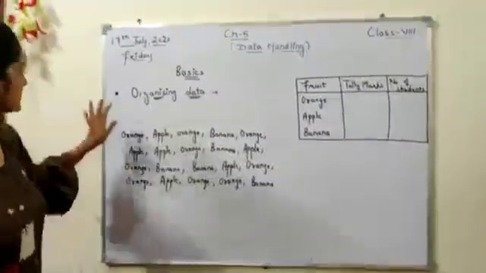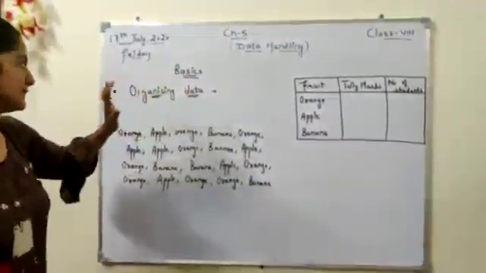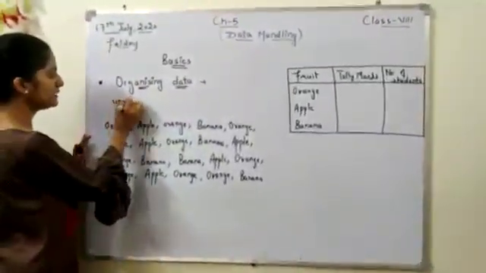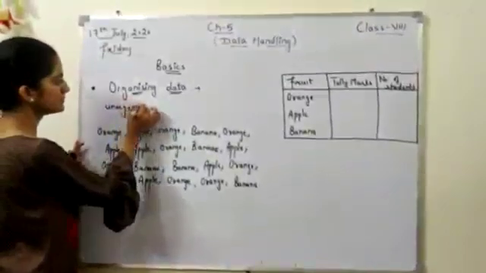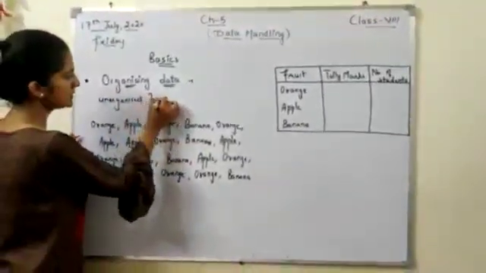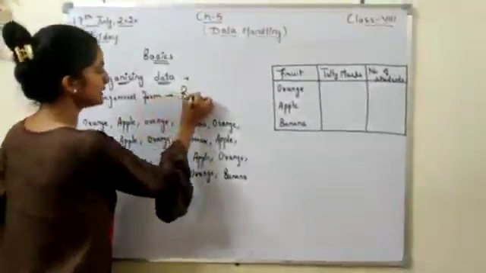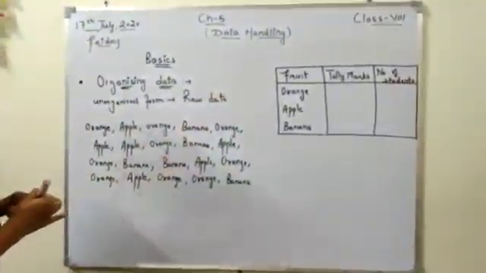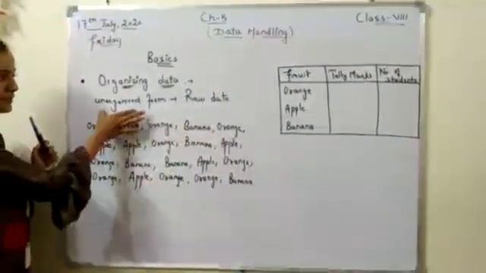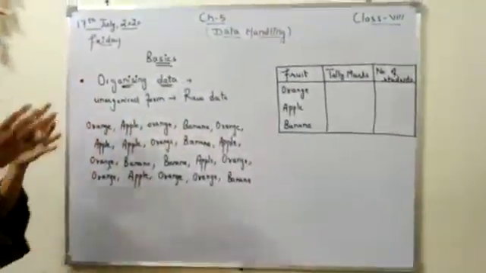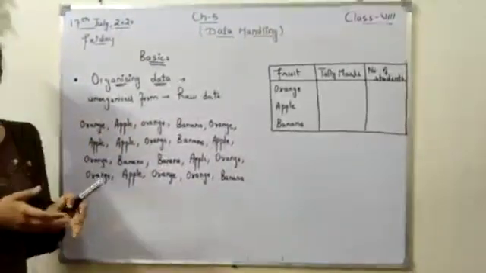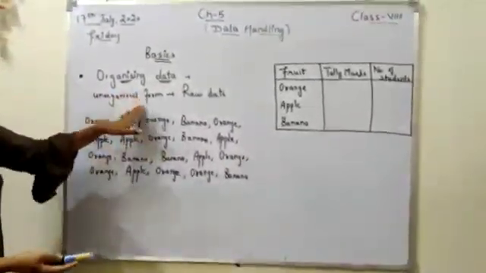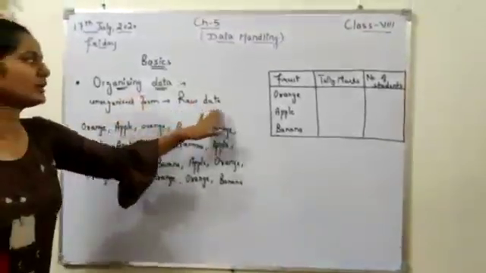Now we'll discuss what is the organizing of data. Whenever we have data in unorganized form, that data is known as raw data. Unorganized means that thing is not in any series or any serial number. So that unorganized data is known as raw data.